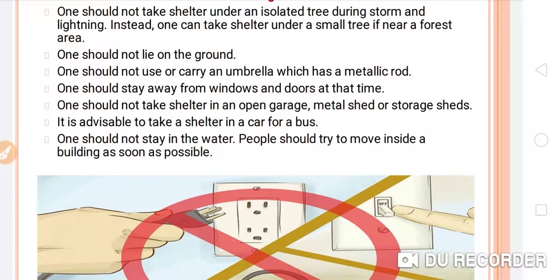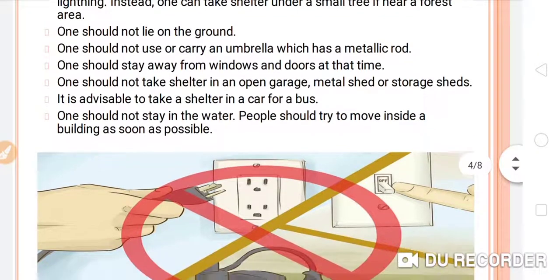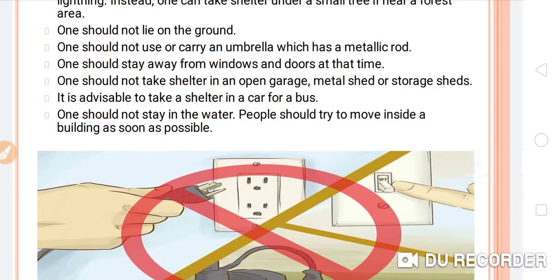One should not take shelter in an open garage, metal shed or storage sheds. It is advised to take shelter in a car or a bus. One should not stay in the water. People should try to move inside buildings as soon as possible. We should avoid taking a bath under a running shower. So these are all the precautions which we should take during a thunderstorm.